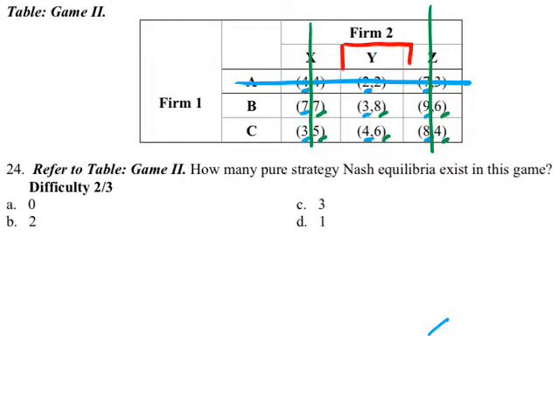So given that, we need to find the best response for firm 1. If firm 1 plays B, knowing that firm 2 plays Y, it gets 3. If firm 1 plays C, knowing that firm 2 plays Y, it gets 4. So we are sure that firm 1 is going to play C. So our answer is that there is one Nash equilibrium, and this equilibrium is CY.